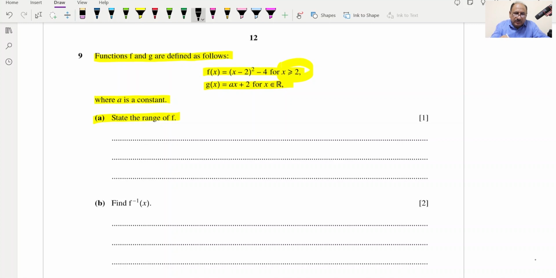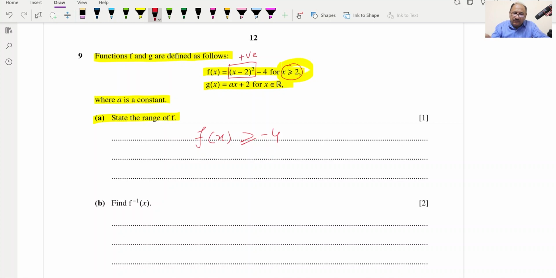F of x, basically, if we check this one, the square is always a positive value, and then minus 4. So x is greater than 2. For all values greater than 2, we will always get an answer bigger than minus 4. Like if you take x equal to 1, you take minus 1 squared, it will be 1, so it will be minus 3. So f of x will always be greater than or equal to minus 4.